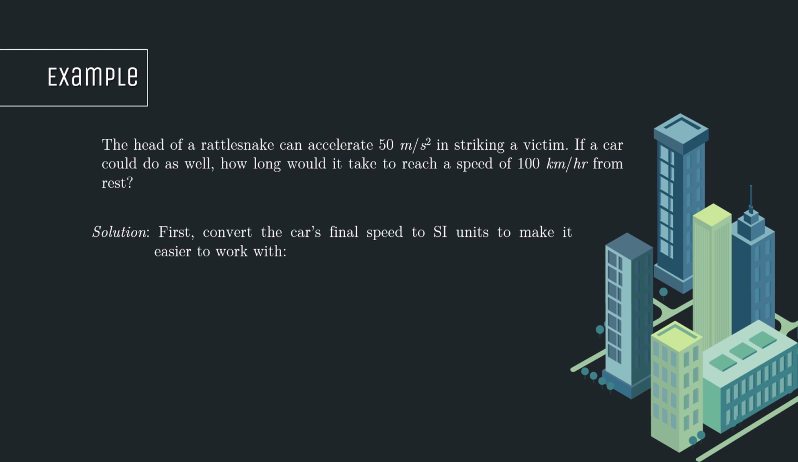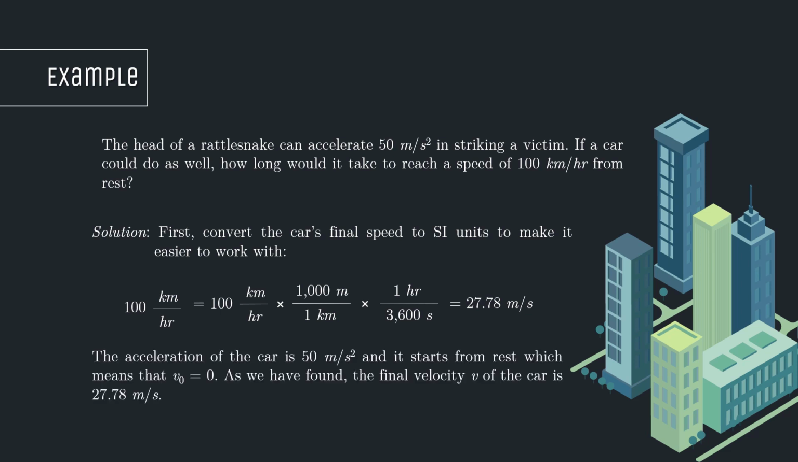First, convert the car's final speed to the International System of Units to make it easier to work with. We have 100 km per hour times 1000 meters per 1 kilometer times 1 hour per 3600 seconds, which yields 27 and 7/8 meters per second. The acceleration of the car is 50 meters per second squared, and it starts from rest, which means that the initial velocity is equal to 0. As we have found, the final velocity v of the car is 27 and 7/8 meters per second.